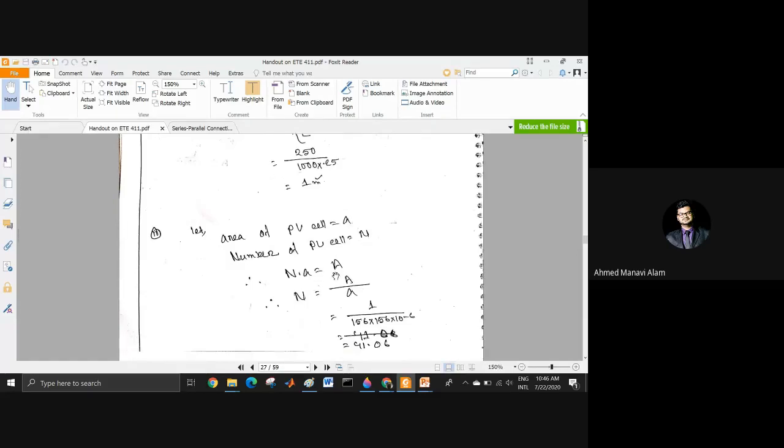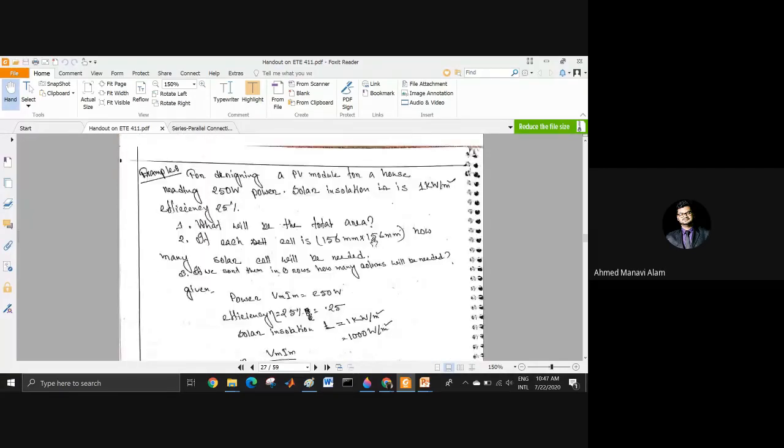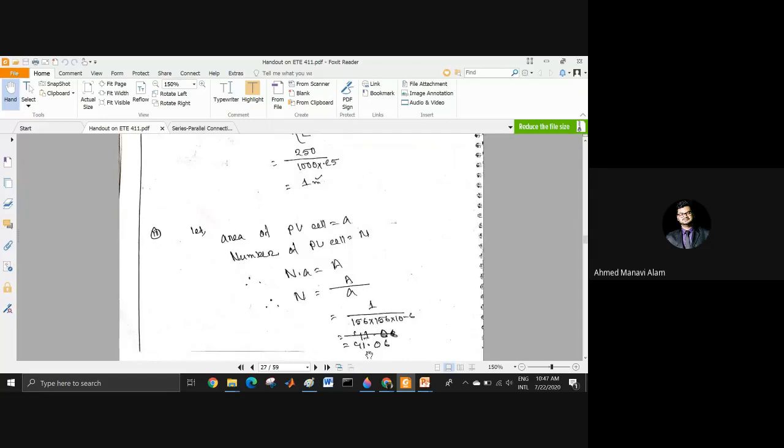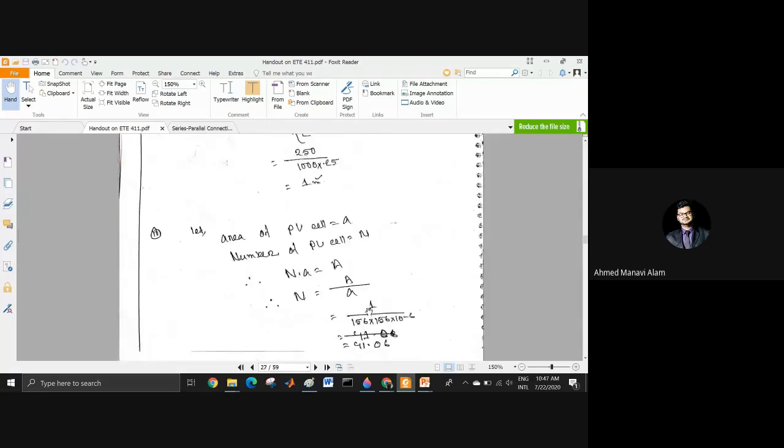So n equals A by a, that is 1 by 156 into 156 into 10 to the power minus 6. I hope you know why 10 to the power minus 6 is there. Then the total number of PV cells is 41 point something. So it is always safe for us to have an increased amount rather than the lesser amount.